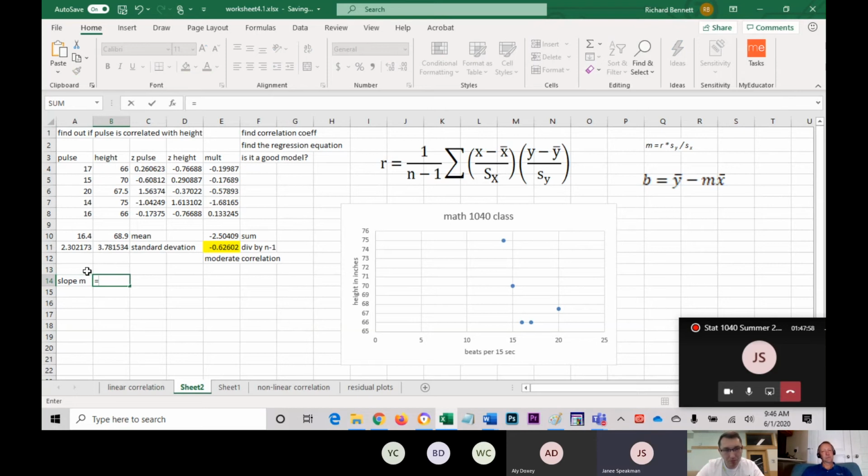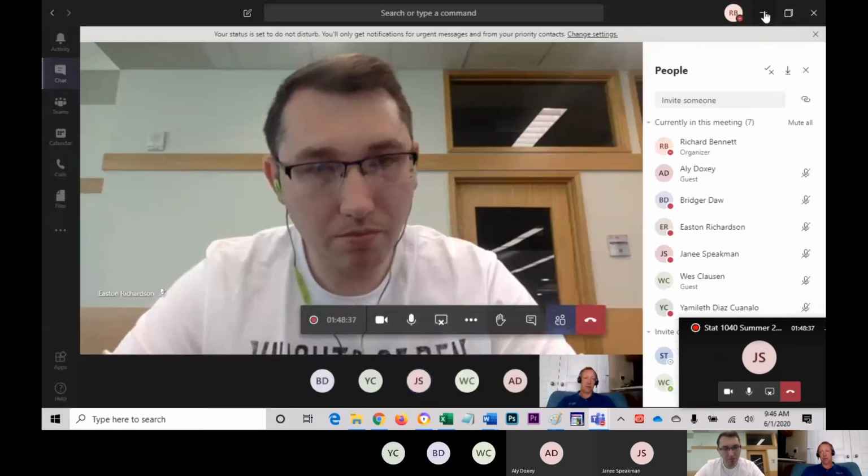We take the correlation coefficient and we multiply it, which is negative 0.62. Multiply it by? The standard deviation of x, which was 2.30, right? No, standard deviation of y. Oh, you're right, sorry. Yep, and that's 3.78. Okay, divided by? 2.30. The order matters big time on this one, okay? All right, so our slope is negative 1.0283. And then, that was Janie. Wes, what do we do next?